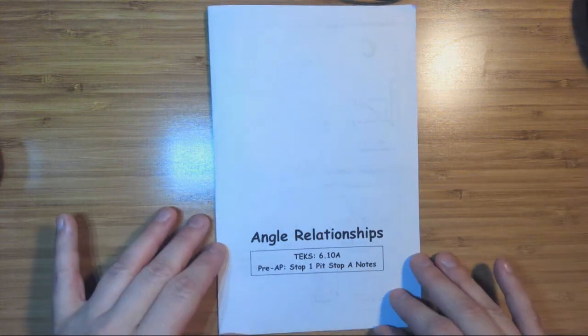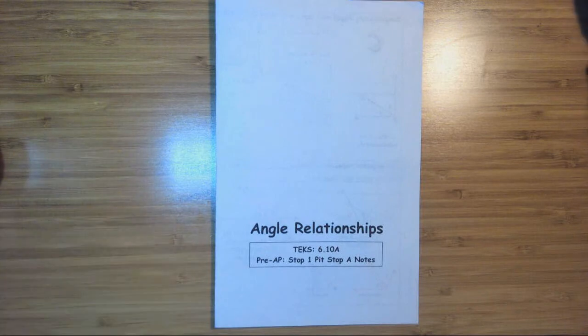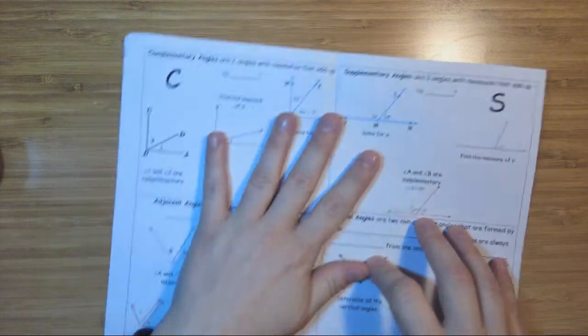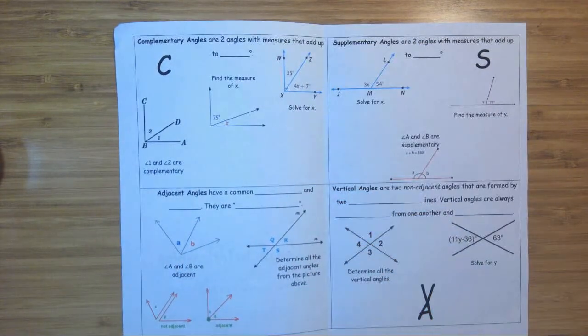Okay guys, this is the Angle Relationships notes for pre-AP. So this is stop 1, pit stop A. There are 4 types of angles that we're going to learn about. Okay, the first one is going to be complementary angles.